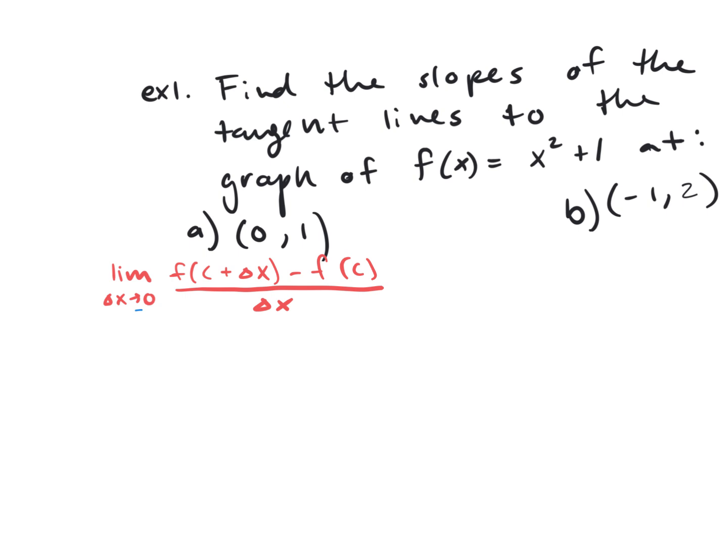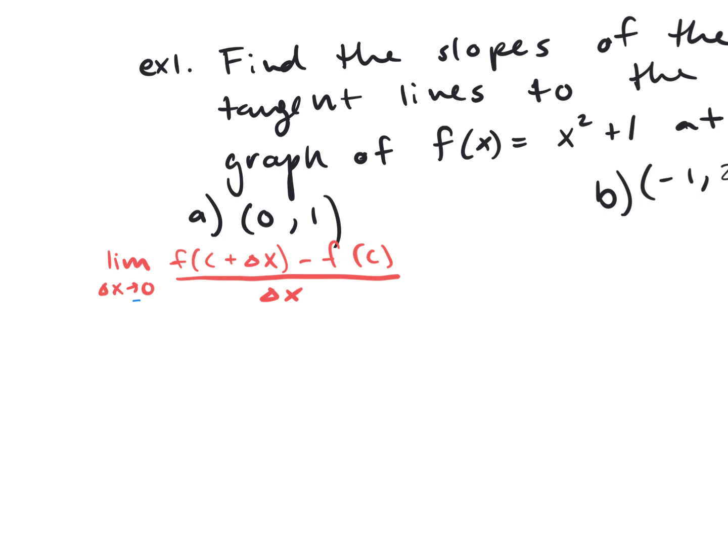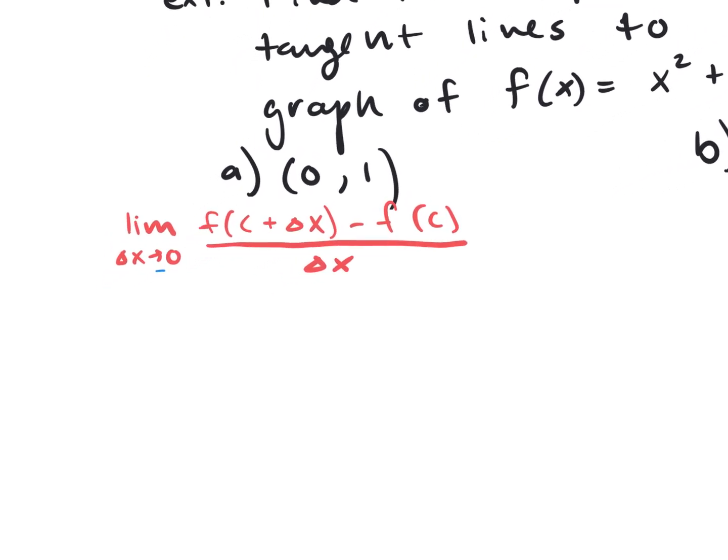If you want to, you can plug in your value for c right away. So here, what's our c? 0. The x value is a c, so c is 0. So we could plug in 0 into c. So I have 0 and 0.